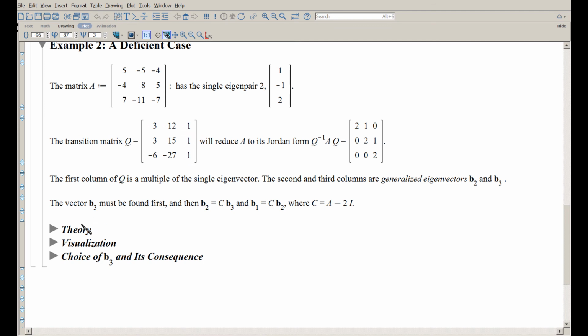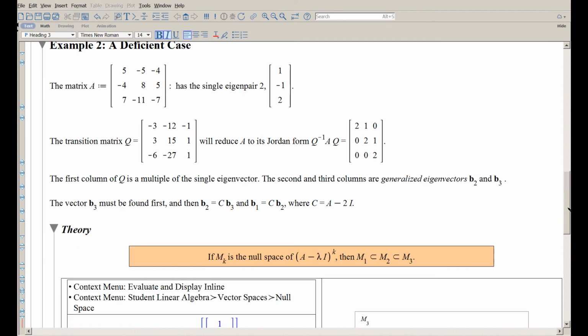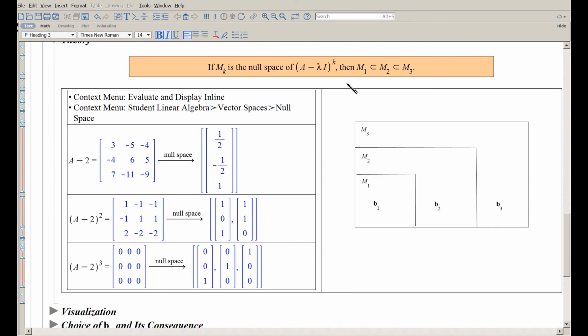But how do you get this first column? Well, look at the null spaces of A minus lambda I. So this would be A minus 2I to the k. When k is 1, the null space would be called M1. When k is 2, the null space would be called M2. And for k equals 3, the null space would be called M3. And it turns out that these null spaces fit inside each other. In this example, M3 would be the whole space. This would be the eigenspace for the one eigenvector, and then this is in between.